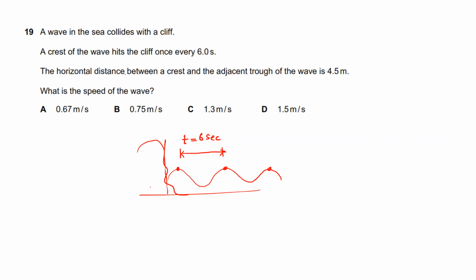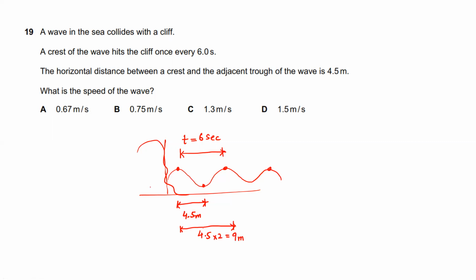And the horizontal distance between the crest and the adjacent trough. So this crest and this trough is 4.5 meters. So actually a complete wavelength is 4.5 multiplied by 2, 9 meters.